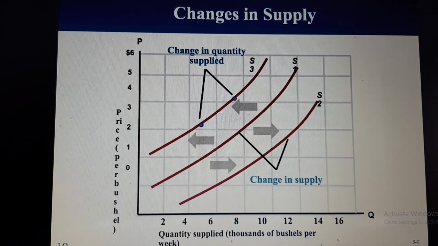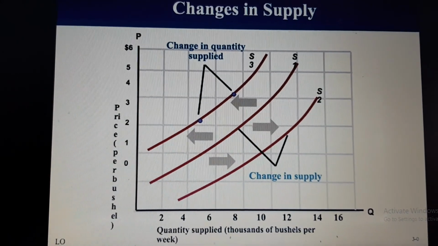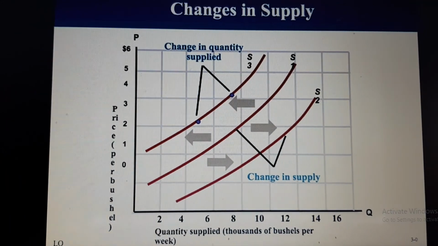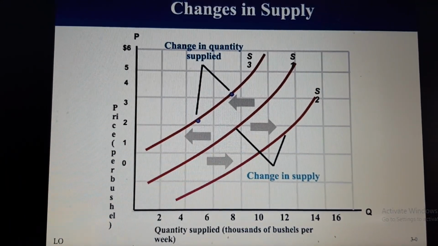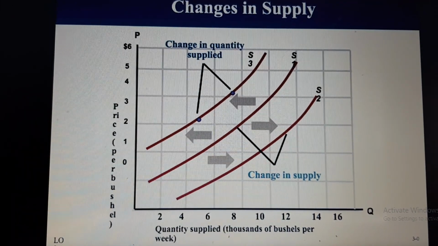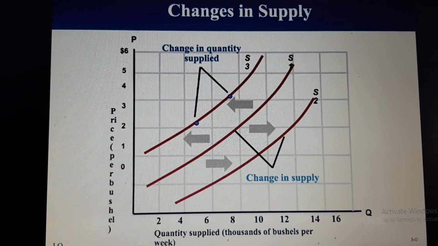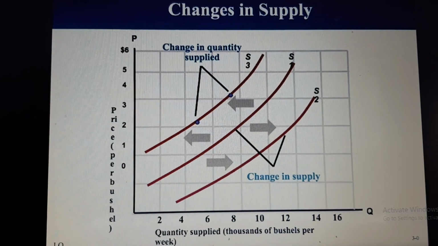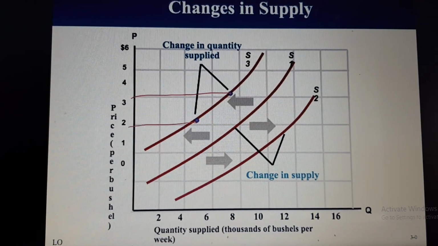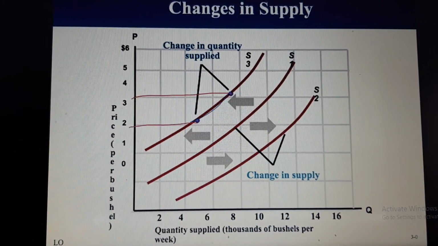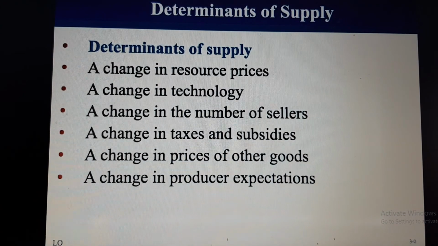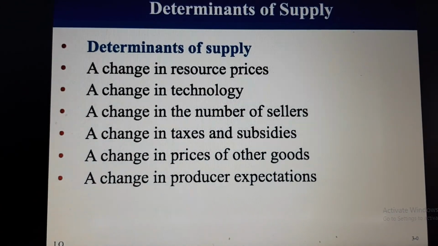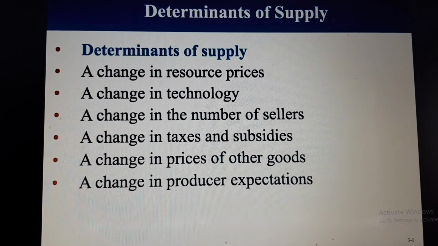Okay. And so showing here, we're going to talk about the determinants of supply, and if one of the determinants of supply changes, then that will cause a shift in supply. However, if the price were to change, then it would only cause a movement along the supply curve, not a shift. Okay, so what would cause the supply curve to shift? It would be a change in resource prices.